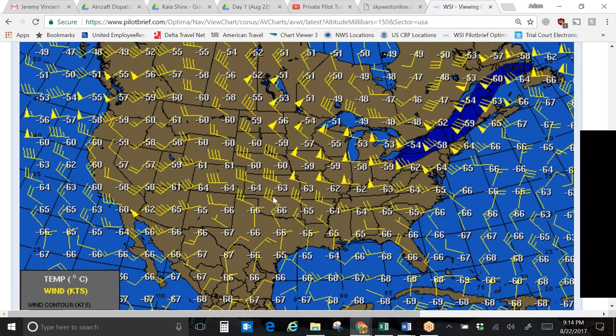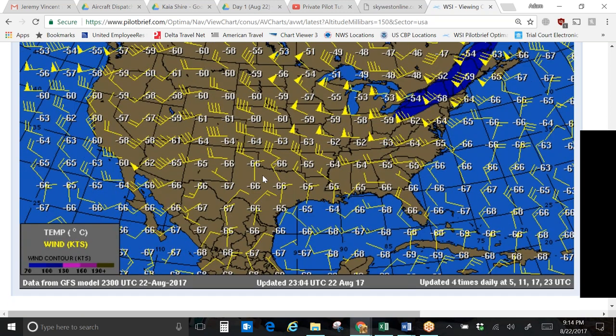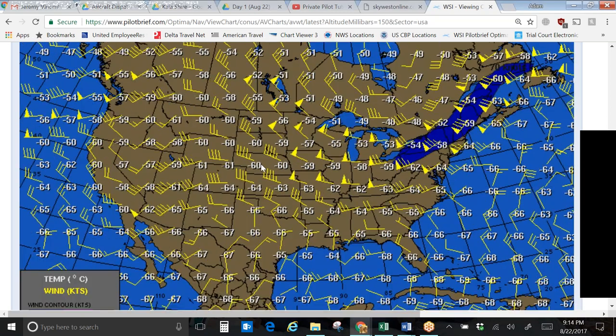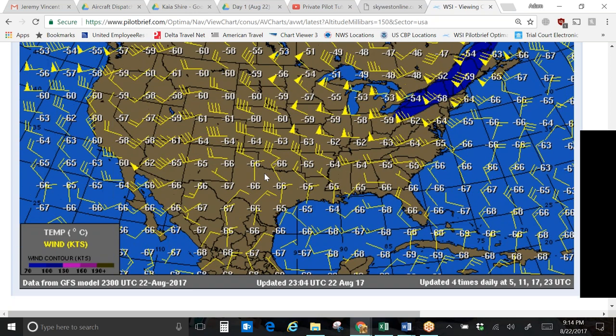Another thing you can see, especially as we go lower, but down here you can start to see the rotation. This is blowing this way, it starts to turn this way, then blows this way, and then up, and then over. You can see there's a low pressure down here because you can follow those wind barbs and see it's a counterclockwise motion.